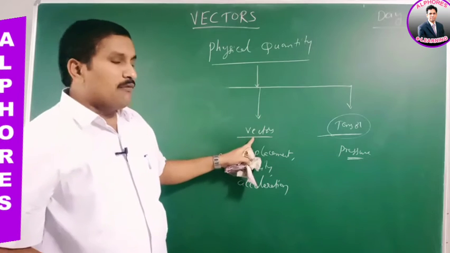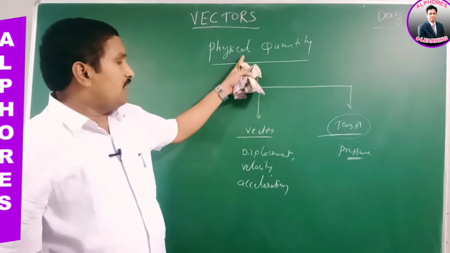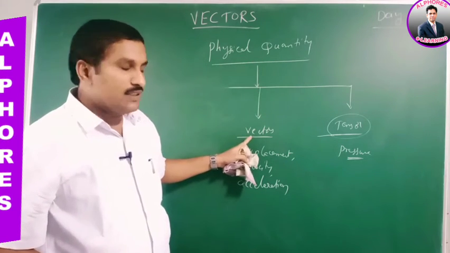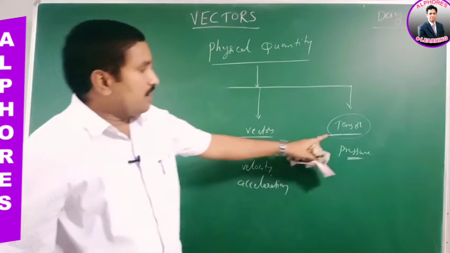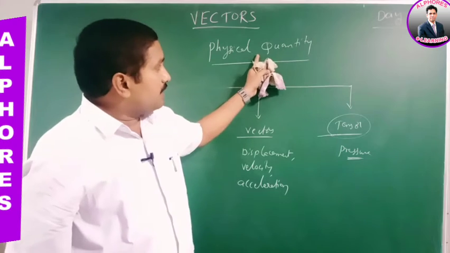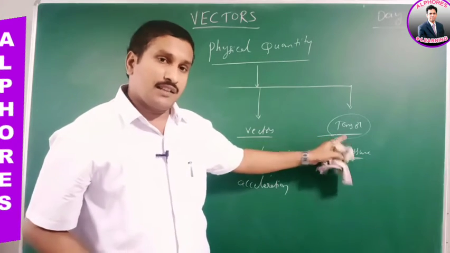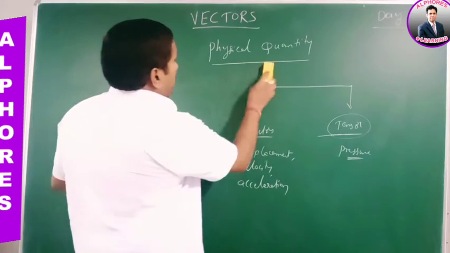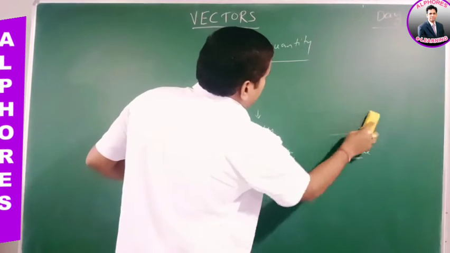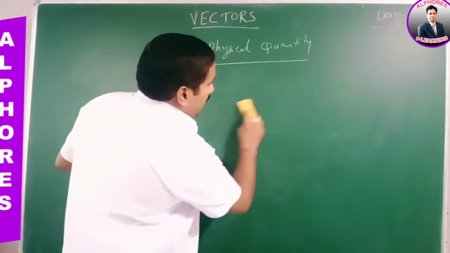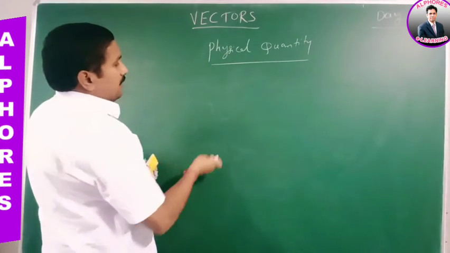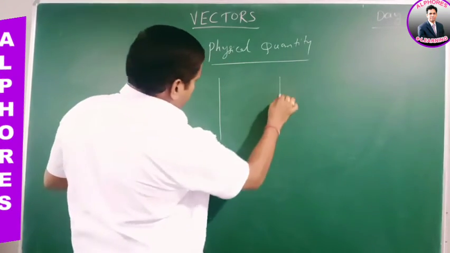What is the meaning of vector? Vector is nothing but a physical quantity having both magnitude and direction, and it obeys the law of vector addition. Now what about the tensor? Tensor is a physical quantity which has varying magnitude and varying direction. How does this happen? For this tensor I am giving one example for you, pressure. I am explaining how the direction and magnitude are changing.